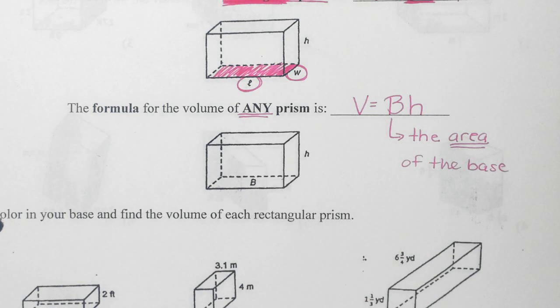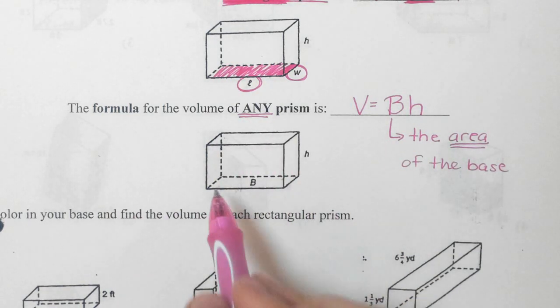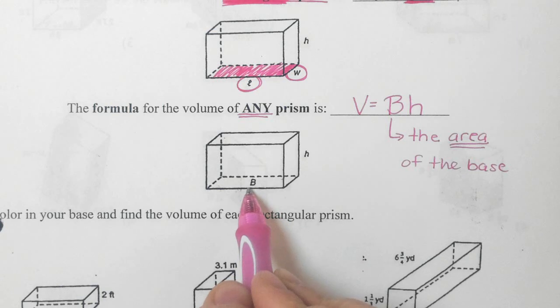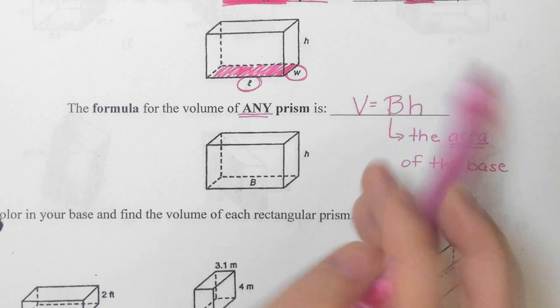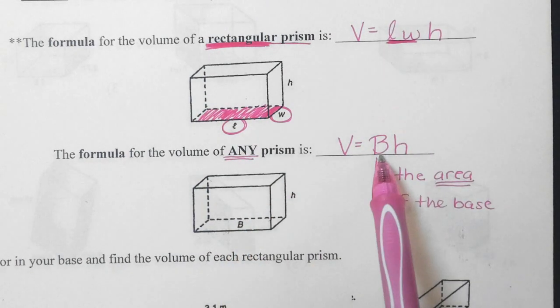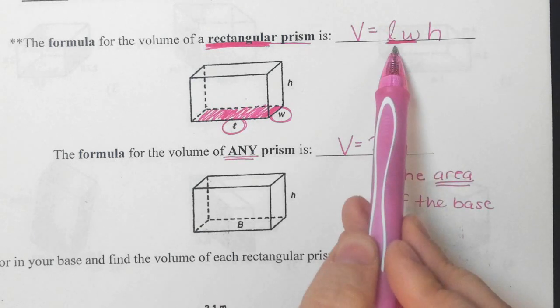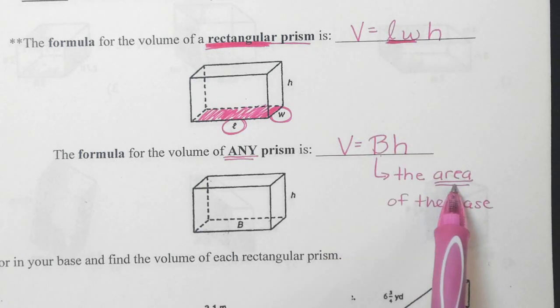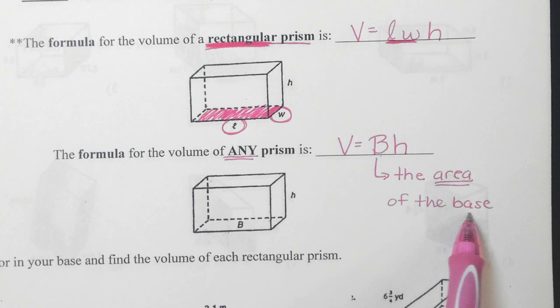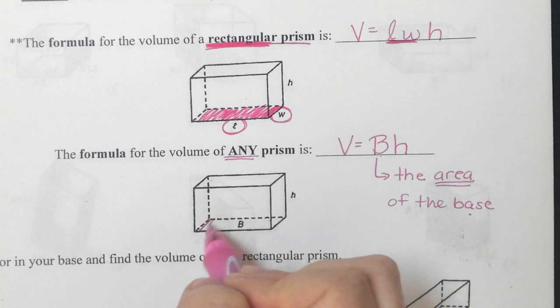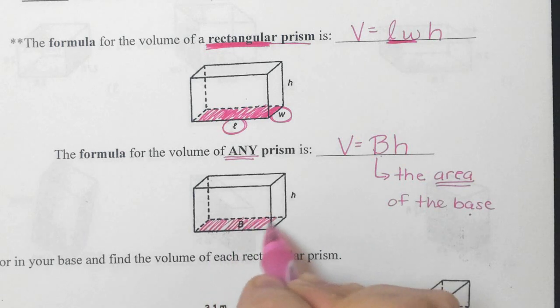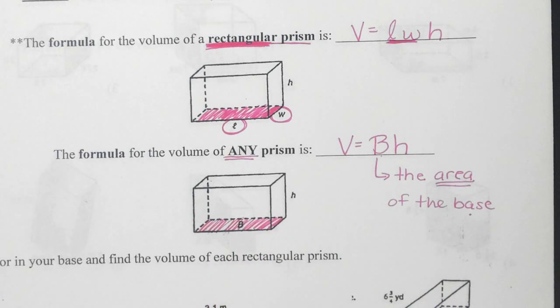If you look at this other picture, it's the same picture, but here at the bottom they labeled it with a capital B. What shape is that bottom shape? A rectangle. And what is the formula for the area of a rectangle? Length times width. So do y'all see how big B and length times width are really meaning the same thing? Big B is the area of a rectangle, which is going to be the shape of our base here. All right? Keeping in mind that next year, that's what we're going to do.